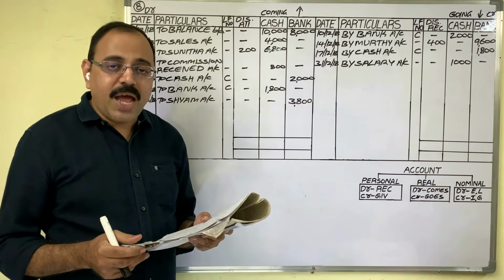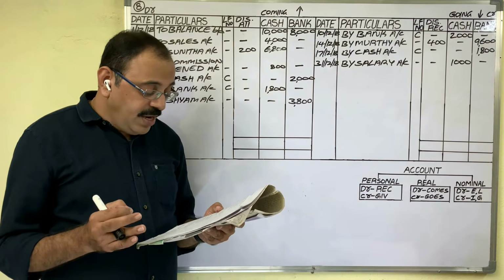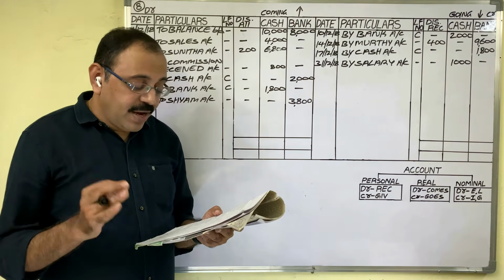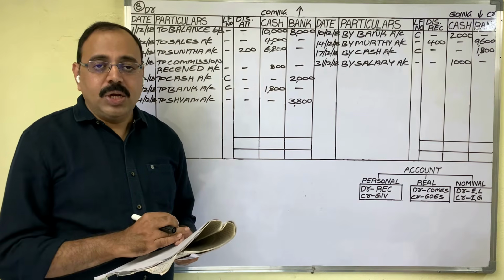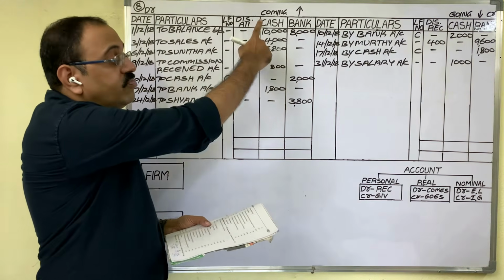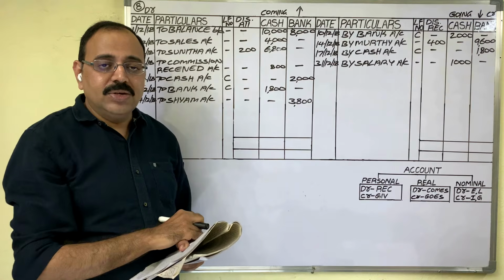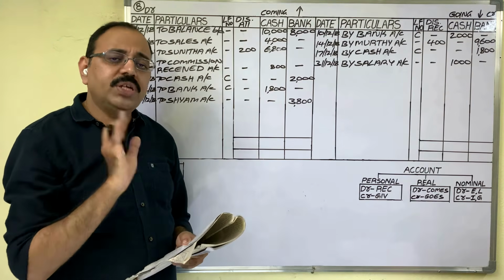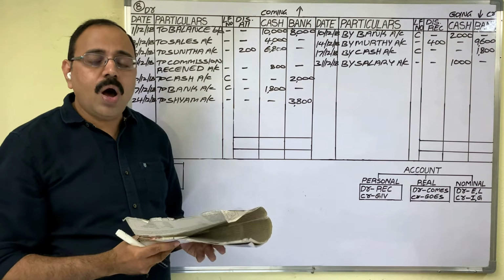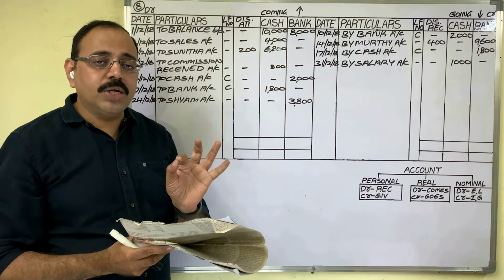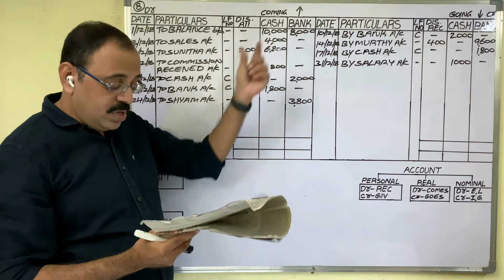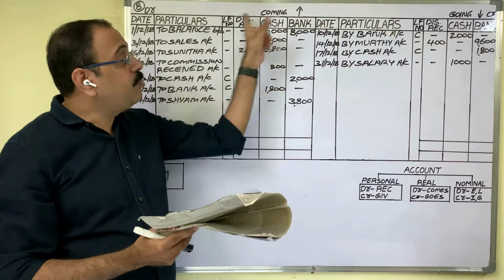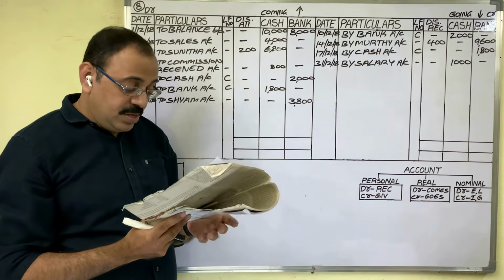Prepare triple column cash book. Starting date, he has given cash in hand and cash at bank. These two are opening balances. Don't apply these rules for opening balances. For opening balances, the rule is: those two, cash balance and bank balance, are both assets. Therefore, we have to show them on the debit side. For transactions, we can apply these shortcut methods.